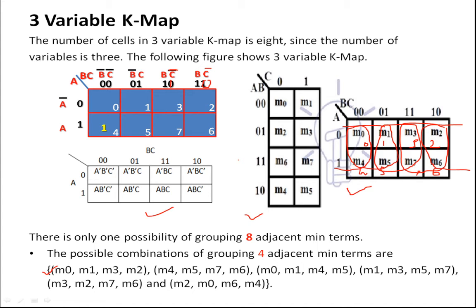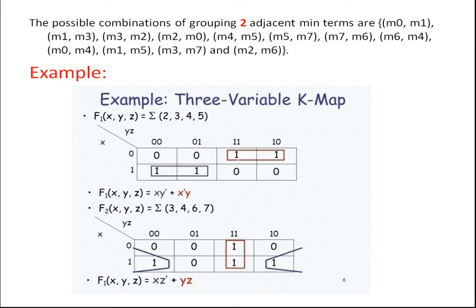At the max you can have 8, then 4, and then 2. So try to check first for 8, then go for 4, and then go for 2. The possible combinations of grouping 2 adjacent min terms are m0, m1; m1, m3; m3, m2; m2, m0; m4, m5; m5, m7; m7, m6; m6, m4; m0, m4; m1, m5; m3, m7; and m2, m6. The maximum possibilities, the grouping will be more if we go on grouping of 2 adjacent cells, so we need to check.